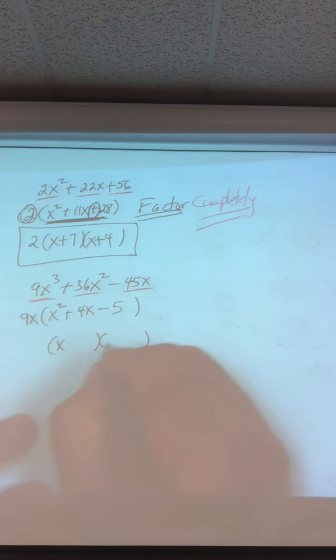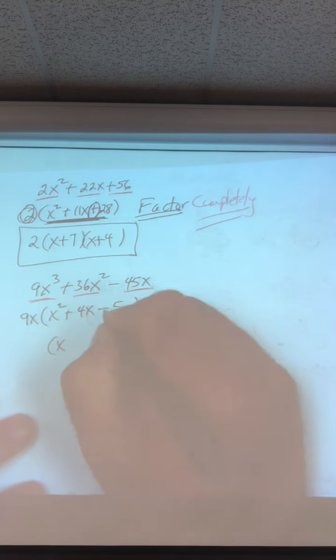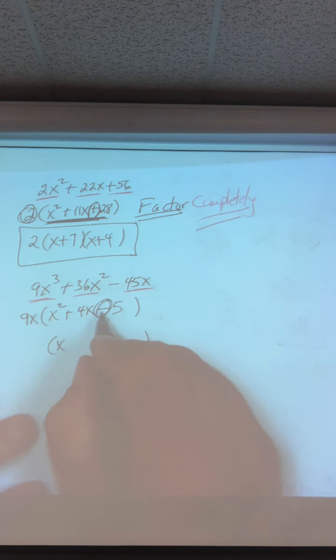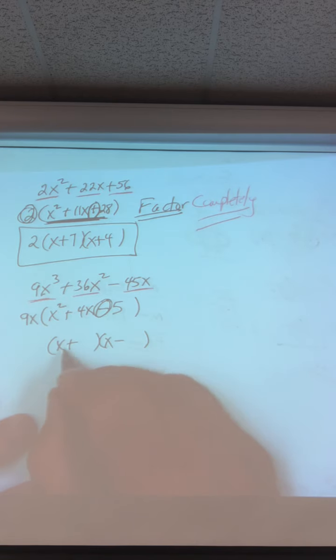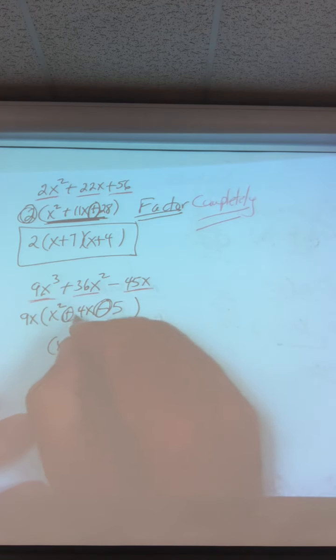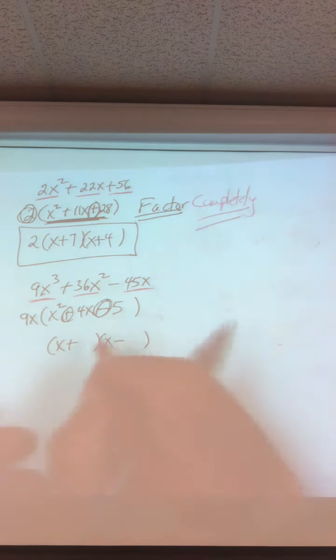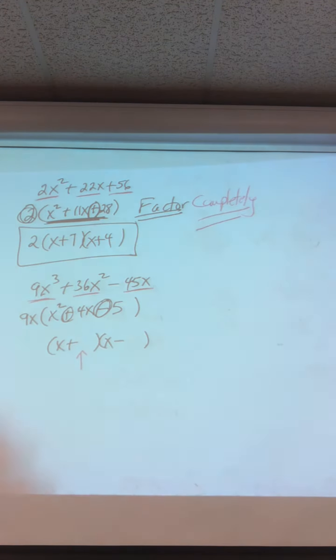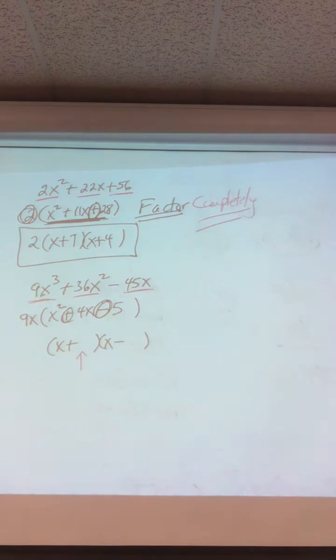X squared breaks up into x and x. This means the signs are the same. I'm sorry, signs are different. Signs are different. This says the largest is positive. So the biggest number is going to go here, unless it's prime. So how do I fill in the last two spots?